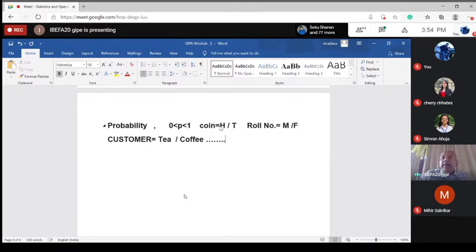Wherever the experiment is random, in the sense that the output is not definite, there probability helps you to see which outcome is possible. Such an experiment is called a random experiment.